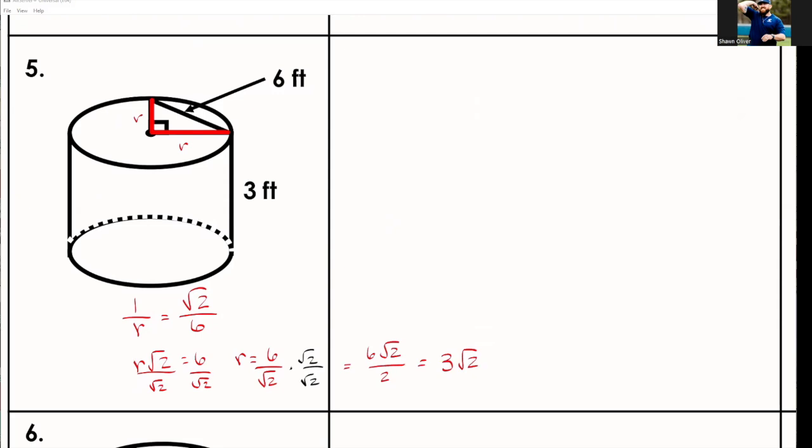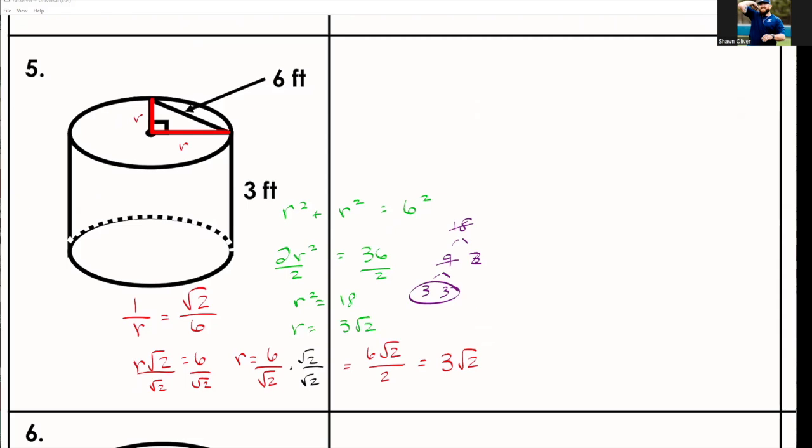Do you want to run through the Pythagorean real quick? So r squared plus r squared is 6 squared. How many r squareds are there on the left? 2. So 2r squared is 36. Solving for r, we're going to divide by 2 first. So r squared is 18. And then we take the square root. We have to break it down: 18 is 9 times 2, and 9 breaks down to 3 and 3. So that's how we end up with the same 3 root 2.